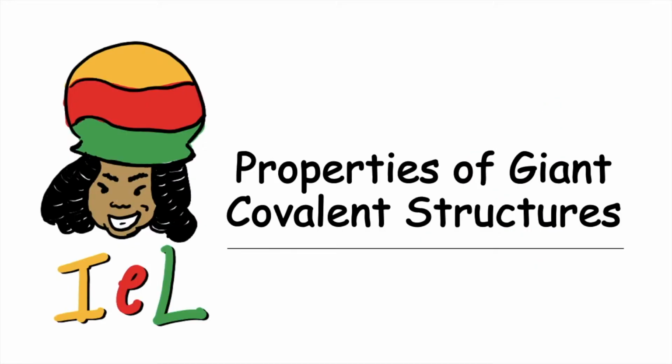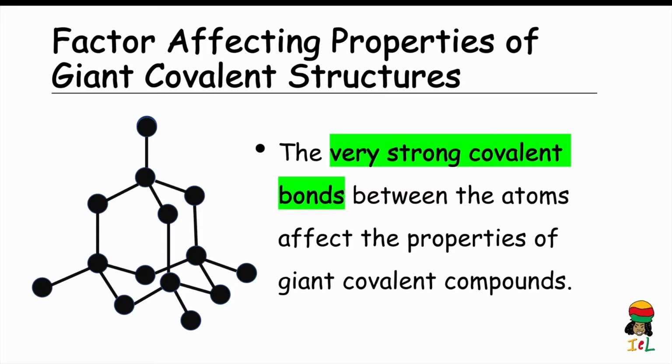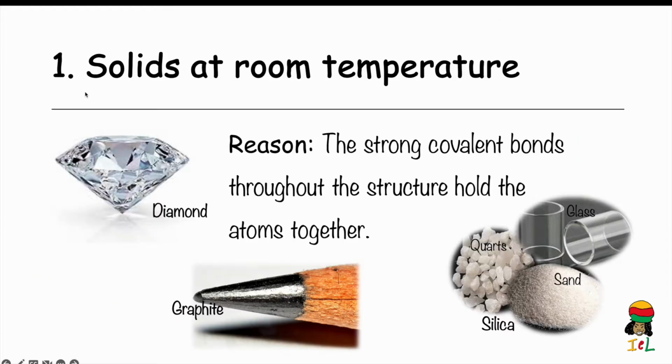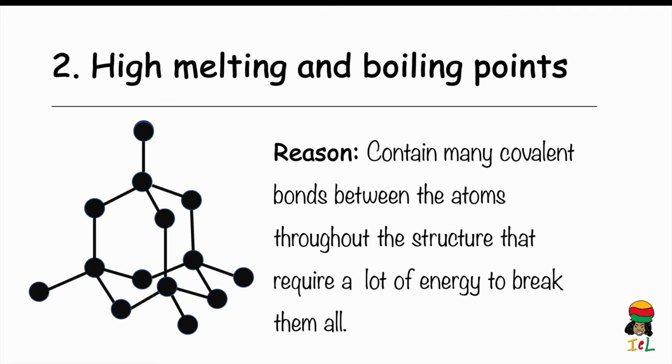Now we will describe the general properties of substances with giant covalent structures. The very strong covalent bonds existing throughout the giant covalent structures is the main factor affecting their properties. Giant covalent structures are all solids at room temperature. The reason is due to the strong covalent bonds throughout the structure that hold the atoms together. The three examples of giant covalent structures given here, diamond, graphite, and silica, are all solids at room temperature. Giant covalent substances have high melting and boiling points. The reason is they have many strong covalent bonds throughout their structures.